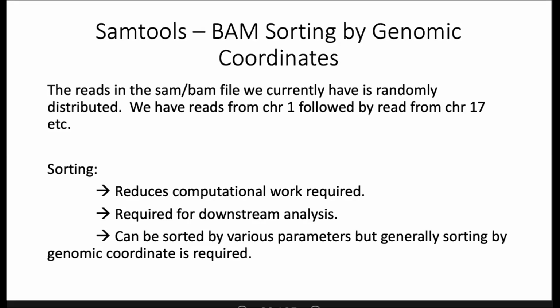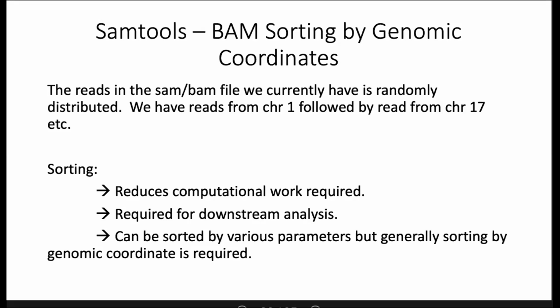But time is still lost because the reads in the SAM/BAM file are randomly distributed. That is, the list of reads we have can start from chromosome 1, followed by chromosome 17, then 16, then back to 1. So it's not in order. So by sorting the reads, we will further reduce the computational workload, which is required again for downstream manipulation of the data.